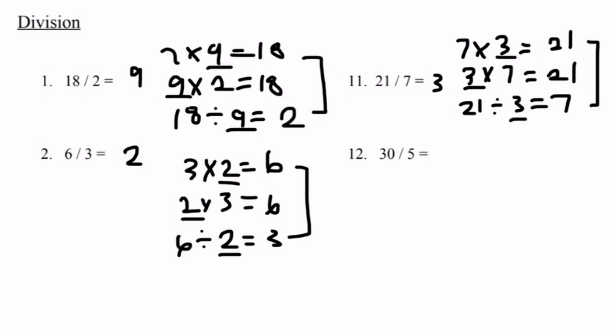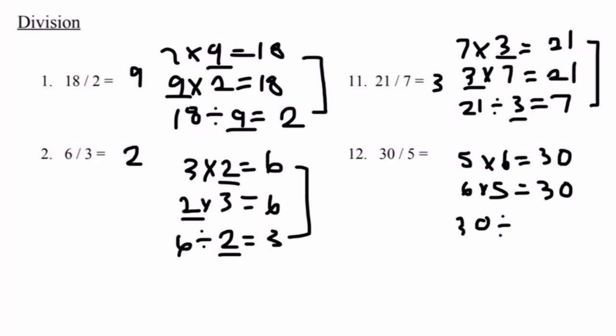Number 12, 30 divided by 5. We know that 5 times 6 equals 30. We know that 6 times 5 also equals 30 as well. Last but not least, we know that 30 divided by 6 equals 5. Therefore, 30 divided by 5 equals what?